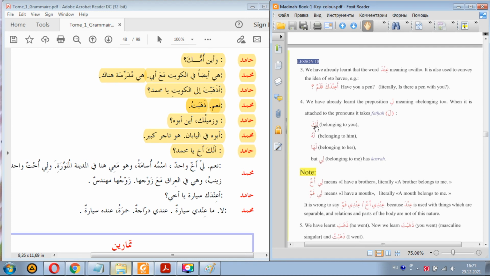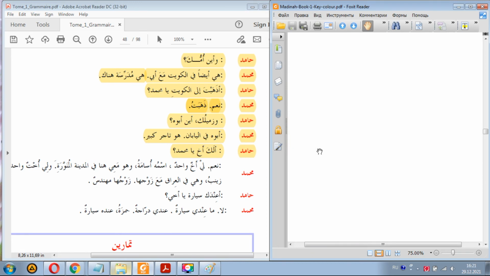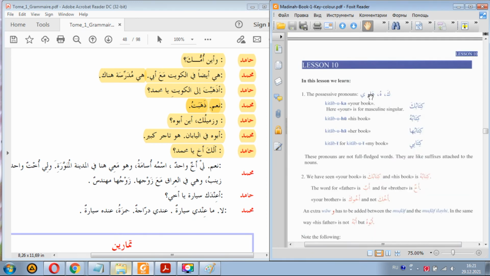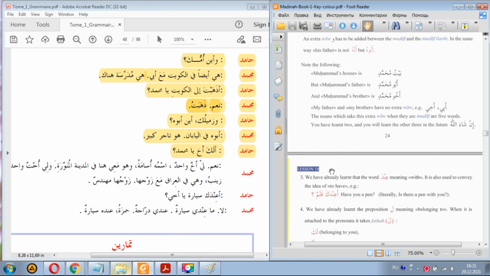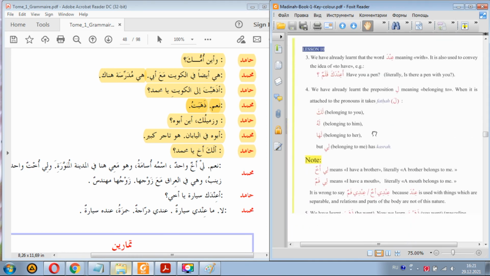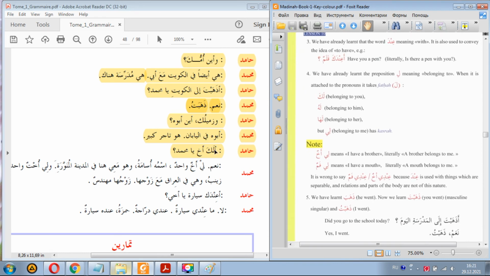We've learned these possessive pronouns in the 1st note. Laka, lahu, laha, li. And it means I have. Li akhun, I have a brother. And he asks, Alaka akhun ya Muhammad, do you have a brother, O Muhammad?